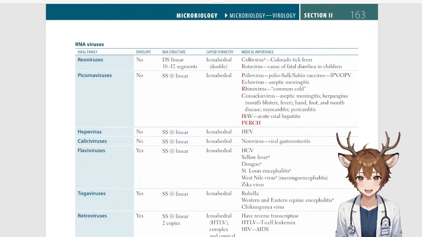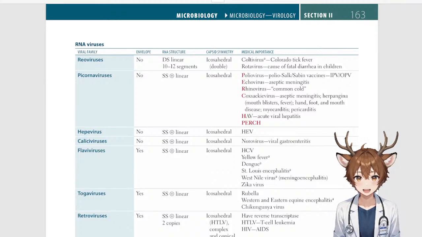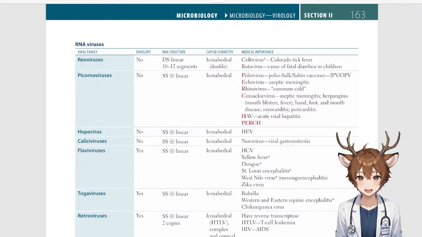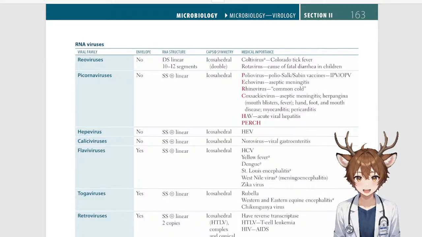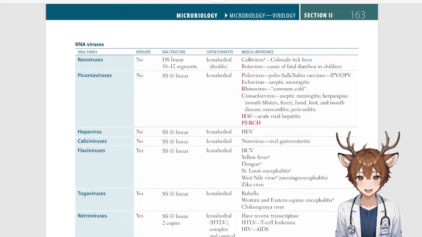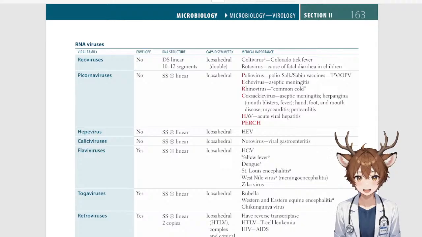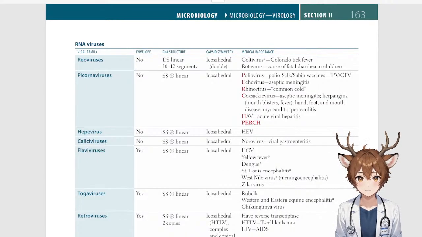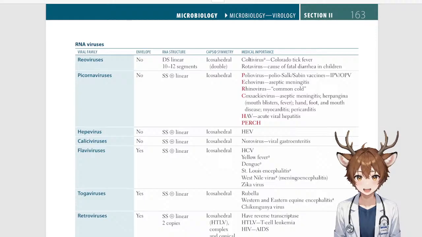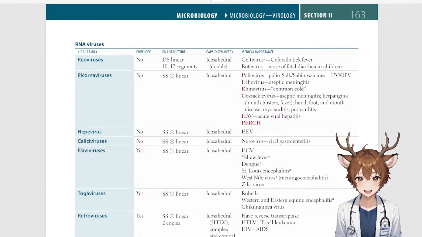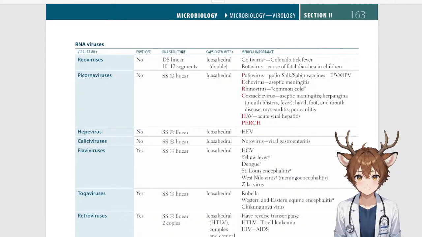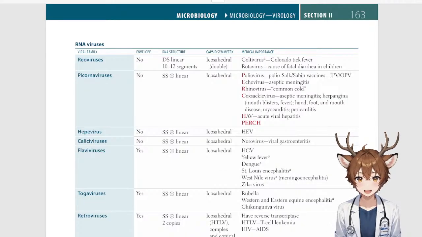What about picornaviruses? They are not enveloped, they are naked. Single-stranded positive sense linear viruses. You have poliovirus, which causes polio, with the Salk and Sabin vaccines, IPV and OPV. Echovirus, which causes aseptic meningitis. Rhinovirus, which causes the common cold. Coxsackievirus, which causes aseptic meningitis, herpangina, mouth blisters and fever, hand, foot, and mouth disease, myocarditis, and pericarditis, depending on which type you have. Coxsackievirus A can cause herpangina and hand, foot, and mouth disease, but Coxsackievirus B causes the myocarditis. It causes pleurodynia as well.